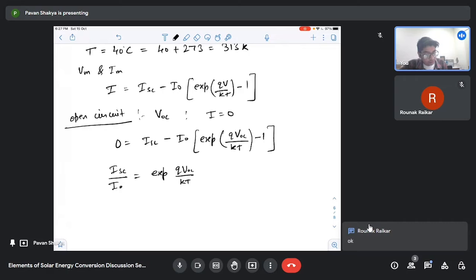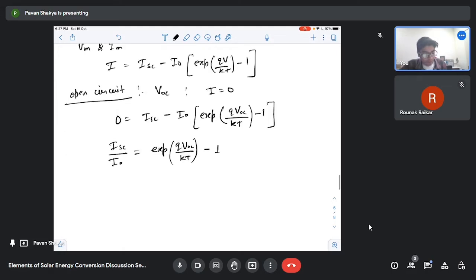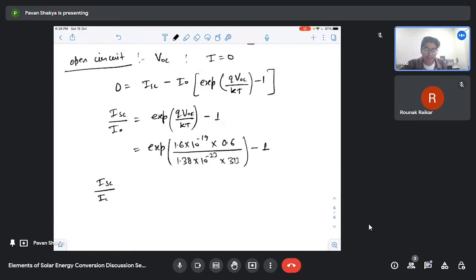So this ISC divided by this I naught will be equal to exponential of Q VOC by KT, subtracted by 1. Now we have the values for this VOC and the temperature. So this is exponential of 1.6 into 10 to the power minus 19 into VOC, that is given as 0.6, divided by K, that is 1.38 into 10 to the power minus 23 into 313, subtracted by 1. When you solve, you will find that this ISC divided by I naught comes out to be 4.544 into 10 to the power 9.